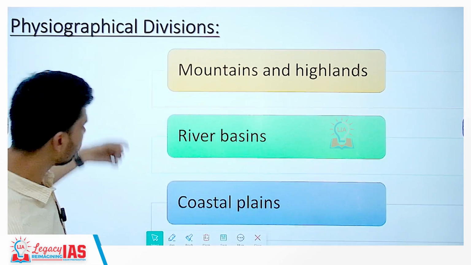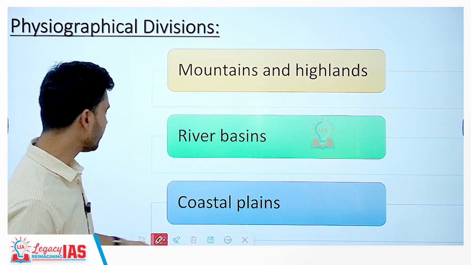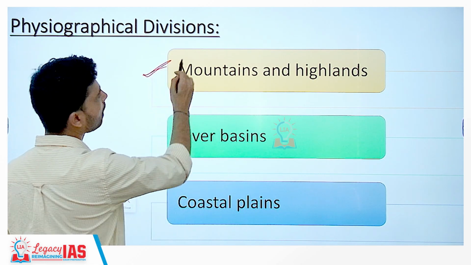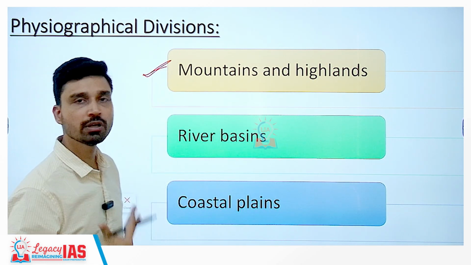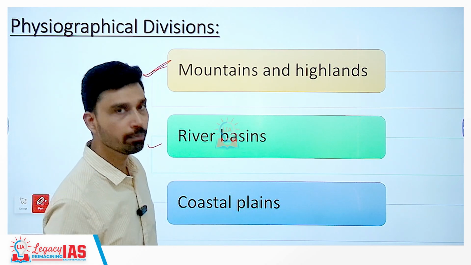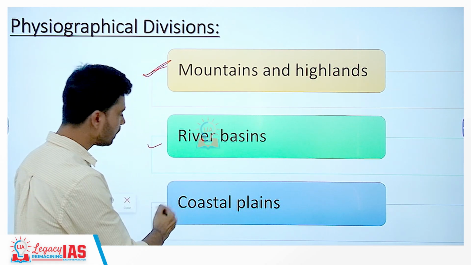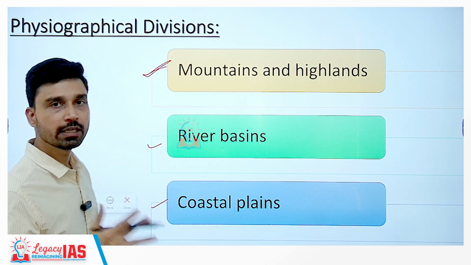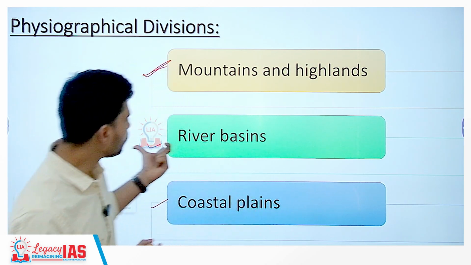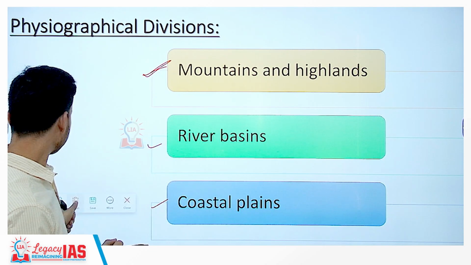Now, if you want to divide South America geographically, we can divide it into three areas. The first area is referred to as mountains and highlands, that is, the high elevation, high altitude region. The second is river basins, and the third is the coastal plains, found on the easternmost part of the continent, largely formed due to the flow of the rivers here.